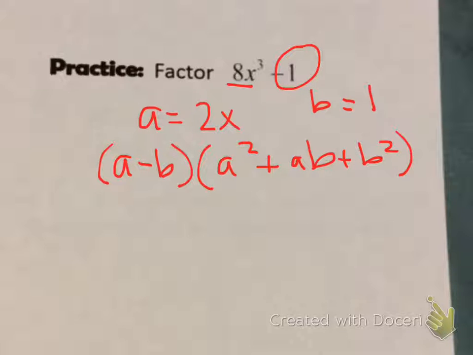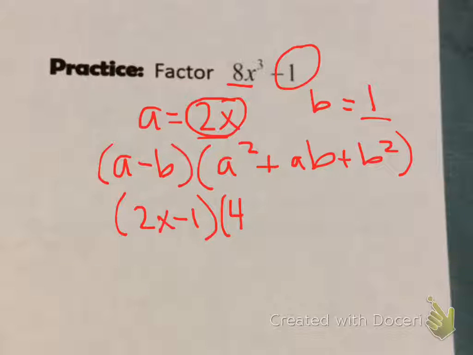And I substitute in. Every time I see an a, I'm putting 2x. Every time I see a b, I'm putting 1. So I have 2x minus 1. Then I have to square the a value. The whole thing squared would be the 2x squared, which is going to be 2 squared, which is 4, and x squared, with a power of 2 on it. I'm going to multiply my a and b together to get 2x, and then b squared would be 1 squared, which is 1.